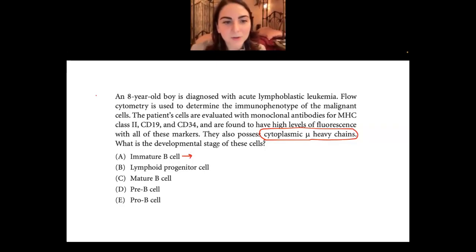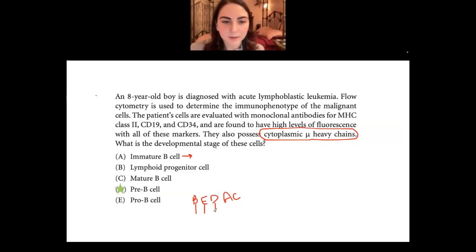So cytoplasmic mu is your pre-B cell. So your pre-B cell has cytoplasmic mu. Pro is before pre. I think some of you guys got confused there because a lot of you also picked pro. So it goes pro, then pre. It's like large, then small, and then immature. So the order of development would be B, E, D, A, C. And then remember, it's early and late pro-B, large and small pre-B.